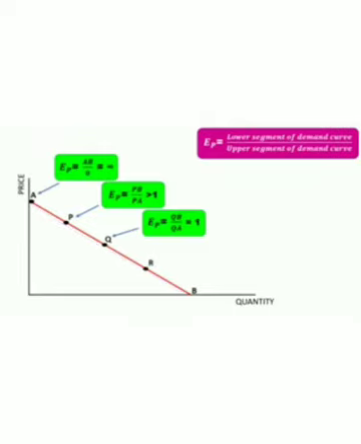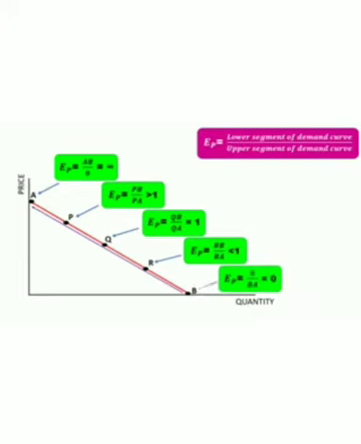At point R, EP is equal to lower segment RB divided by upper segment RA. Since here RB is less than RA, therefore EP will be less than 1 at point R. At point B, EP is equal to lower segment 0 divided by upper segment BA. Therefore, EP will be equal to 0 at point B. Hence, it is proved that price elasticity of demand is different at different points on the demand curve.